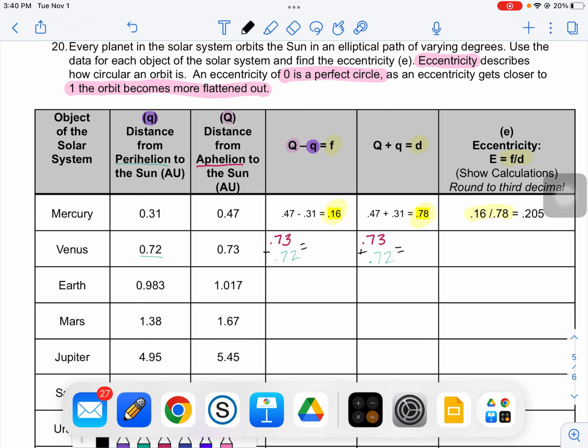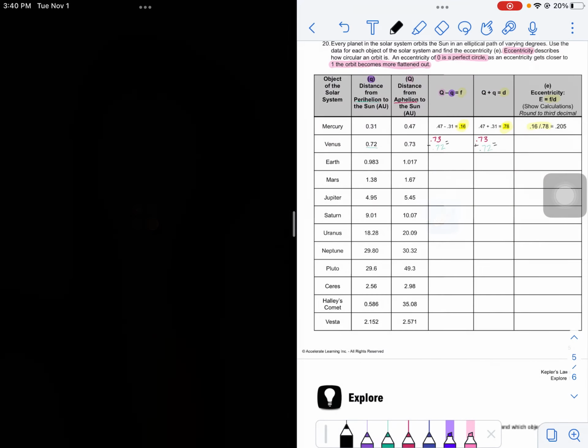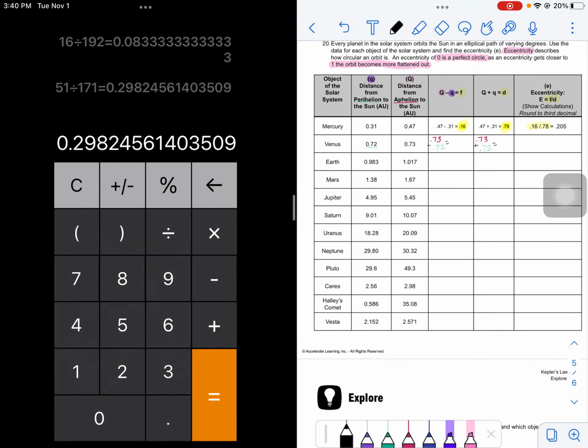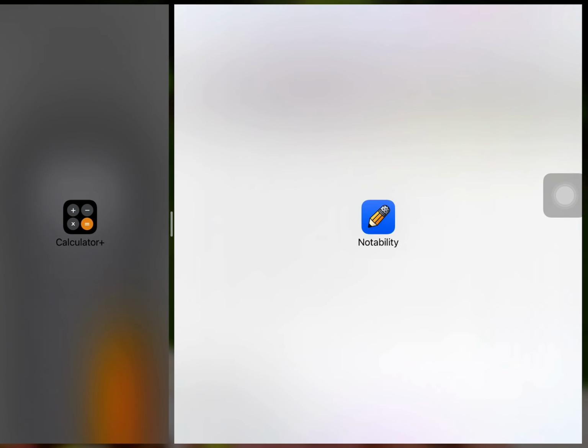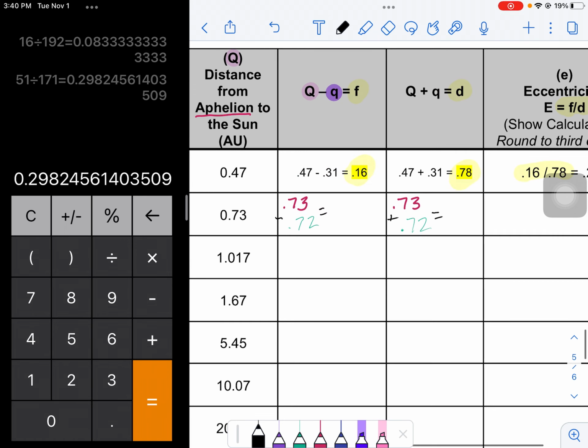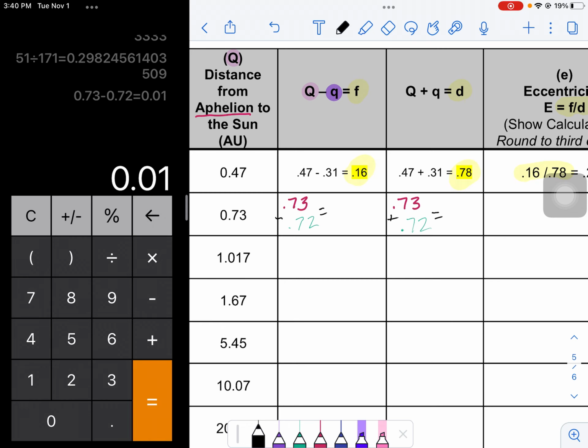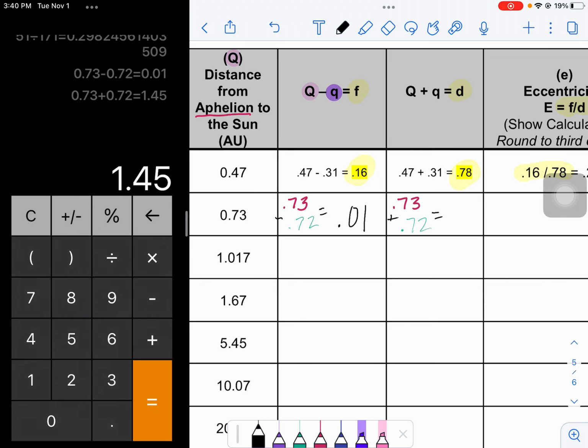So this is where you can pull out that calculator. There we go. So I've got 0.73 minus 0.72. So my first number is 0.01. And now I add them together. 1.45.